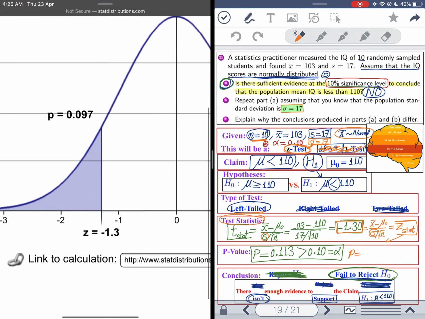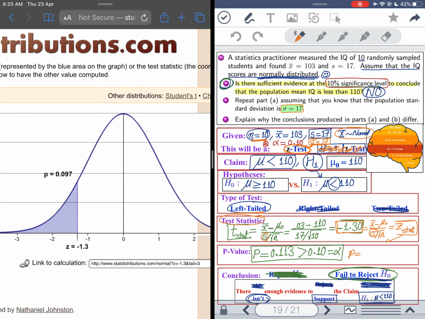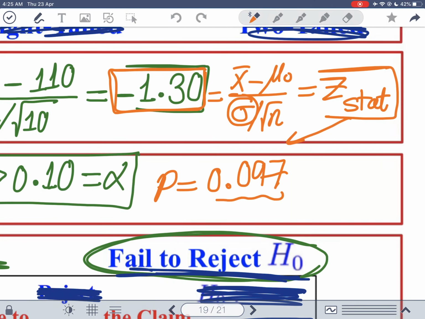So you can also read it from the graph. I prefer you to look at the graph because it's telling you more. It's reminding you of what is the p-value. So in this case, the p-value is 0.097. And compare this to 10%. Which one is bigger? This is as a percentage. Let me just write the 9.7 better so they're not overlapping. This is like 9.7%. This is less than 10%, 0.10, which is alpha.